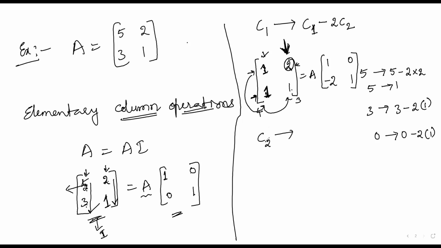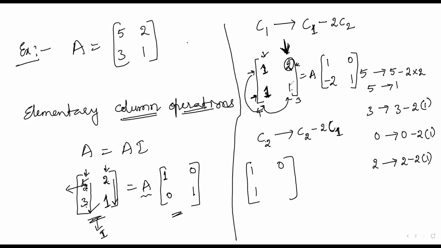How to make 0? C2 implies C2 minus 2 times C1. So what will happen now? C1 is not changed, you see: 1, 1 same. C2 is changed. C2 is 2, so 2 becomes 2 minus 2 times C1. C1 is 1, so 0. That's the reason we did this one.